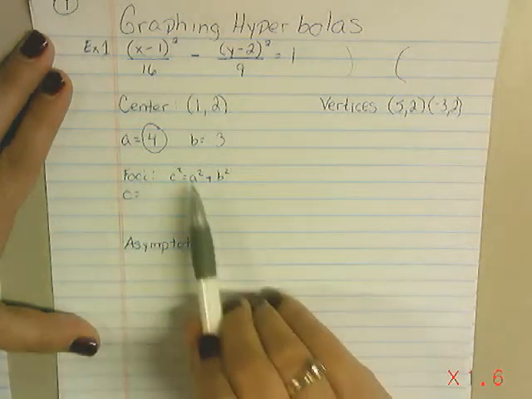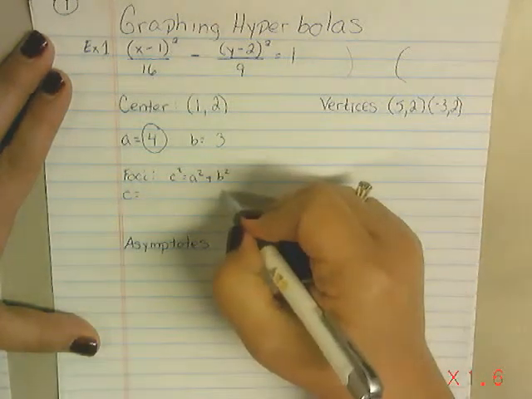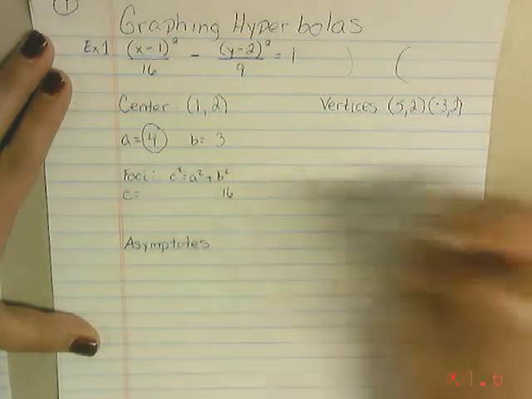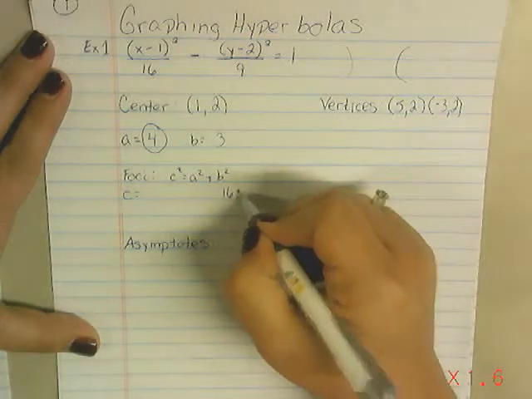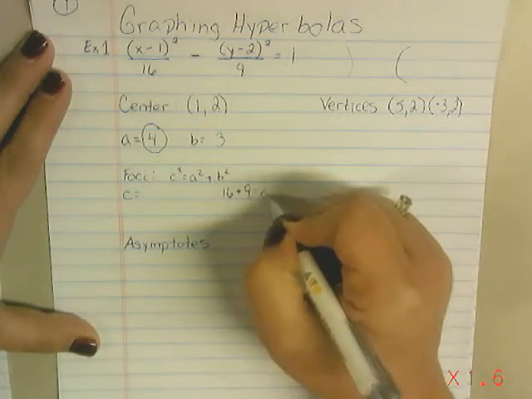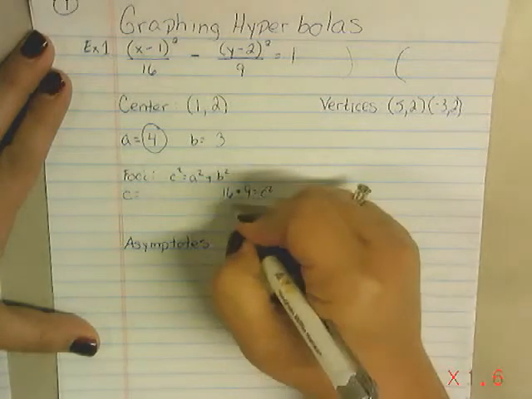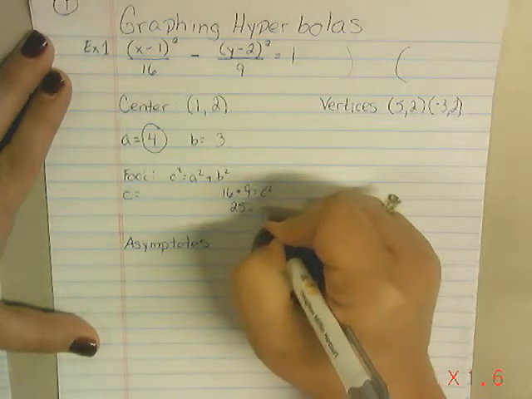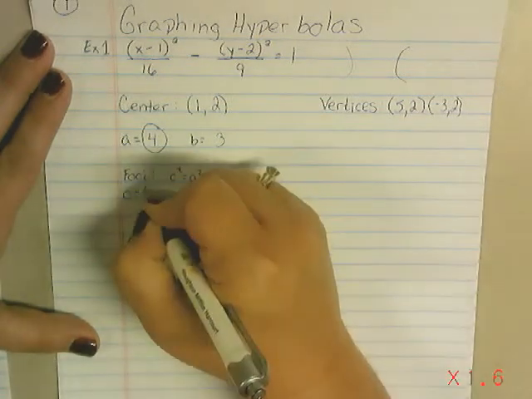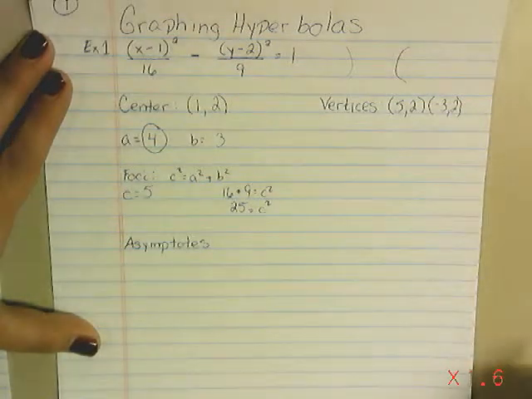So to find our c in this case, we have a squared, which is 16, plus b squared, which is 9, equals c squared. Basic Pythagorean theorem from middle school: 25 equals c squared. So c equals 5.